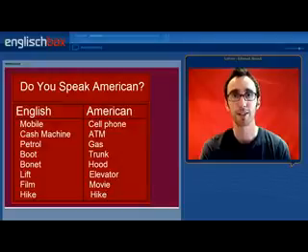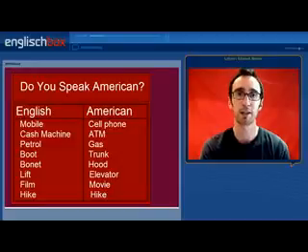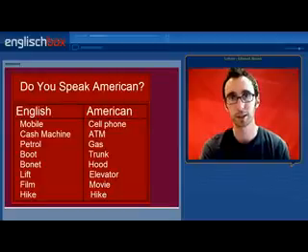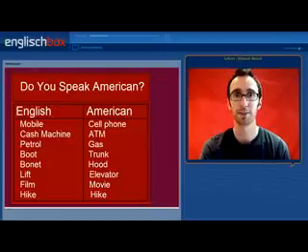We've already mentioned cell phones and mobile phones, but what about cash machines? When an English person wants money, they go to a cash machine. When an American wants money, they go to an ATM. What about when an English person wants to fill up his car? He goes to a petrol station and he fills up with petrol, whereas an American goes to a gas station and fills up with gas.